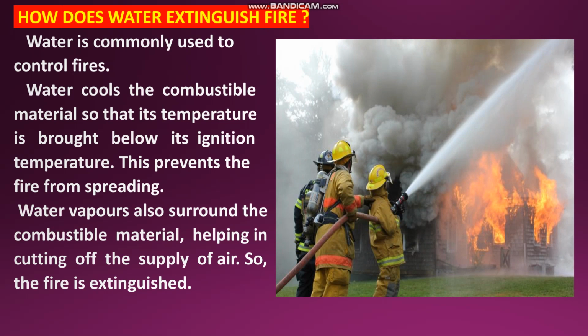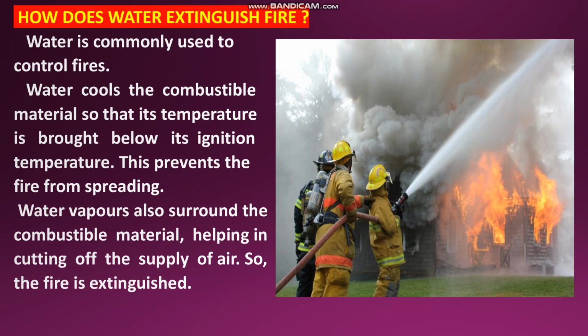Water is commonly used to control fires. Water cools the combustible material so that its temperature is brought below its ignition temperature. This prevents the fire from spreading. You already know a substance cannot burn below its ignition temperature. So water reduces the temperature, it cools the substance. It brings the temperature below its ignition temperature so that the substance does not get burnt.